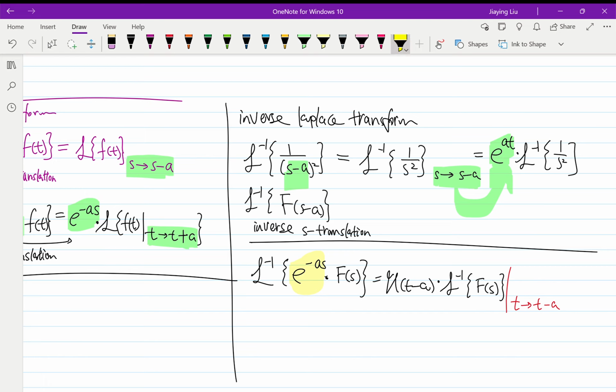So note that this e to the negative as in the inverse Laplace becomes this Heaviside function, and then we have this extra substitution at the end. So that's a lot of pieces here. Again, my notation might be slightly different from what Professor Gibson writes. But I think you're going to find them more or less the same, as long as you know how to use them. I hope I'm not teaching you anything wrong, right? Okay.